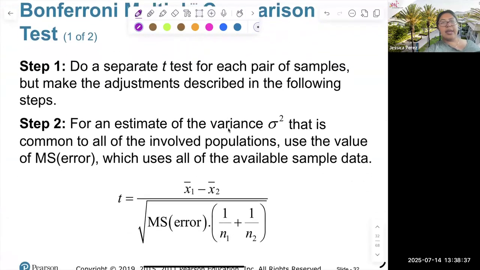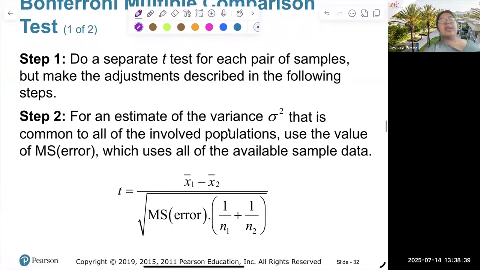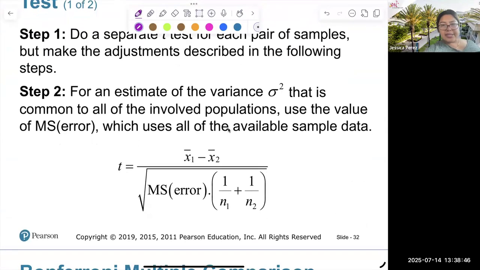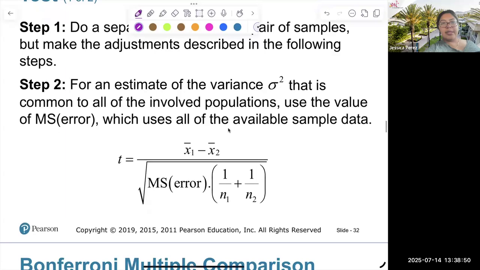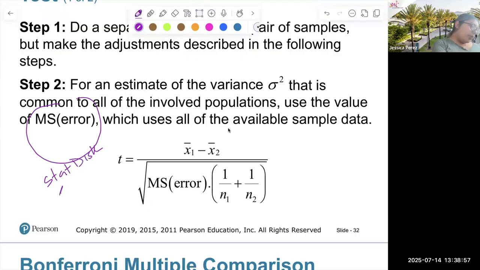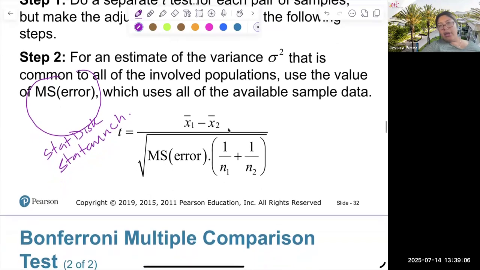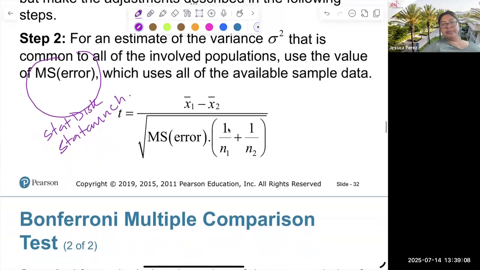So we look at step 1. We do a separate t-test for each pair of values to make the adjustment described. We are going to look at this t-test. Do not worry about this t-test or this MS error. This MS error is also calculated on StatDisk or StatCrunch. That's given. And what this does is allow us to use all of the available sample data.